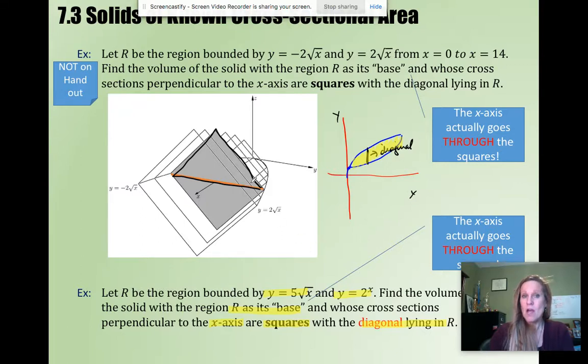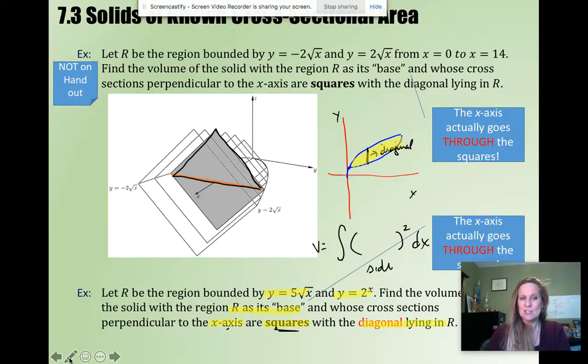So I need to sum side squared dx. Dx comes from perpendicular to the x-axis. Side squared comes from the idea that I'm dealing with squares. But to get an expression for the side in terms of x, what is the length of this strip? It's not just 5 root x, is it?